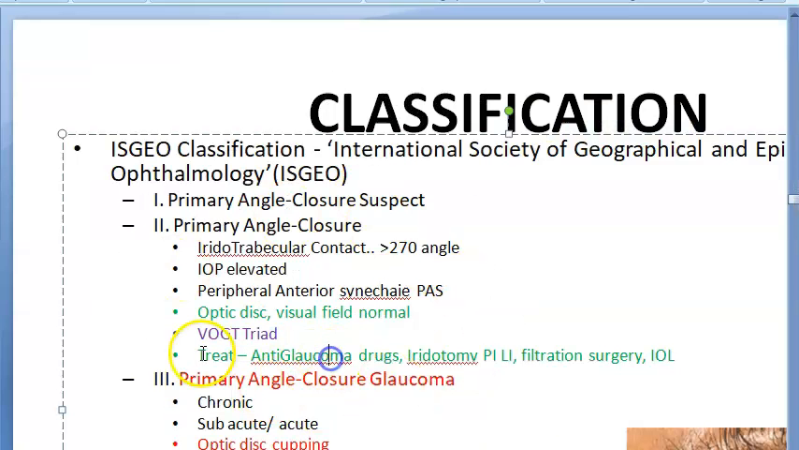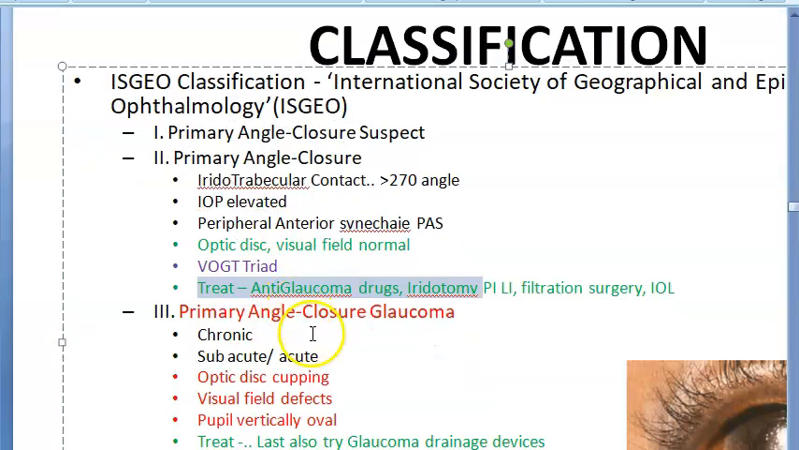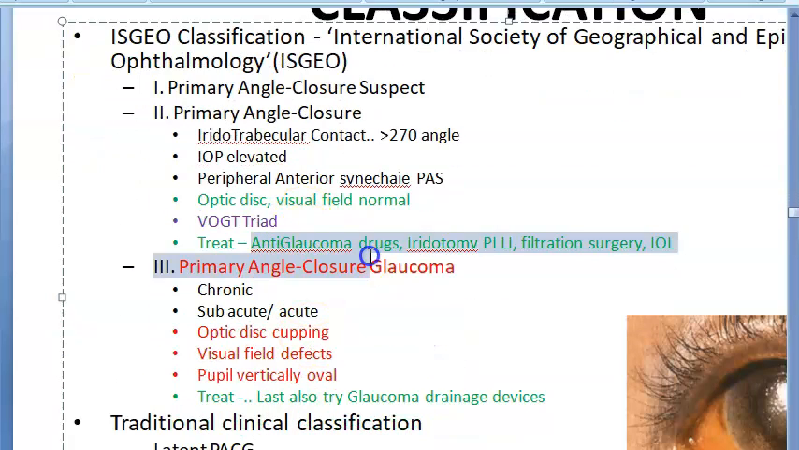Okay. Then how will you treat angle closure, guys? You can give anti-glaucoma drugs to lower the IOP. You can do iridotomy prophylactically and as a treatment, and then you can do filtration surgery, that is trabeculectomy. Also, if it is a phacomorphic cause, you can remove the lens by phacoemulsification and put in an IOL.